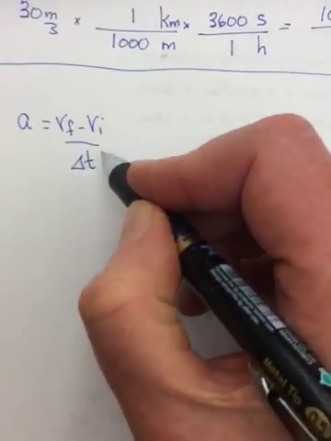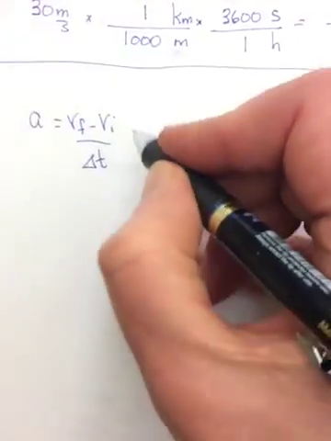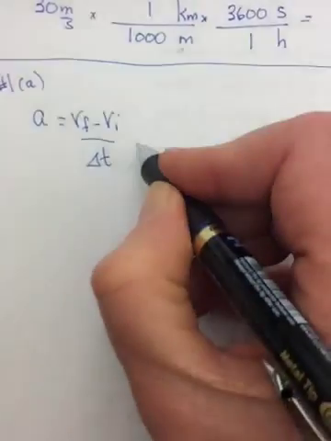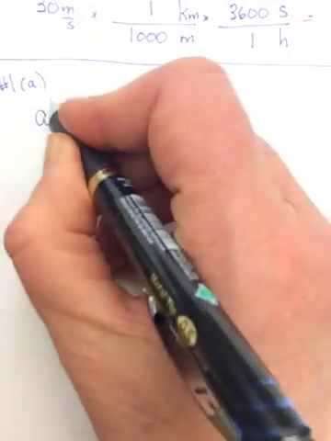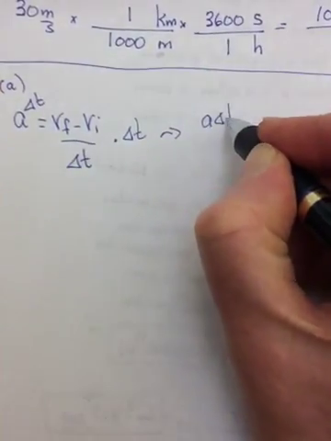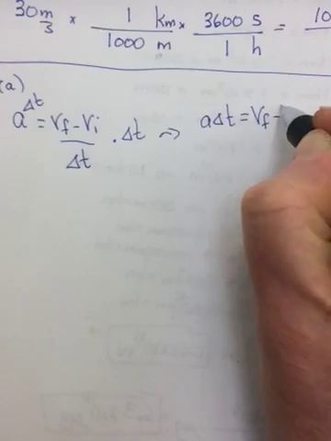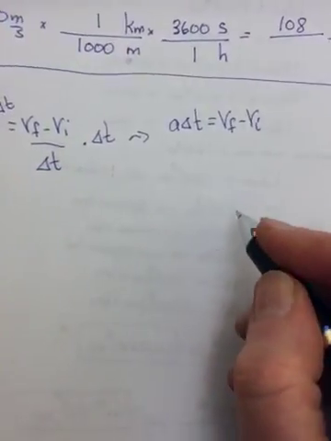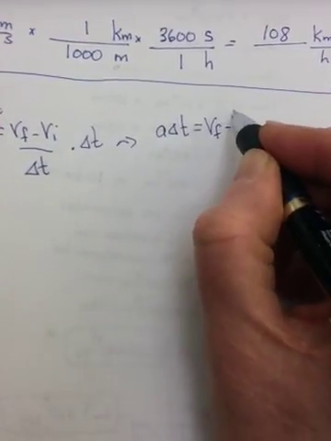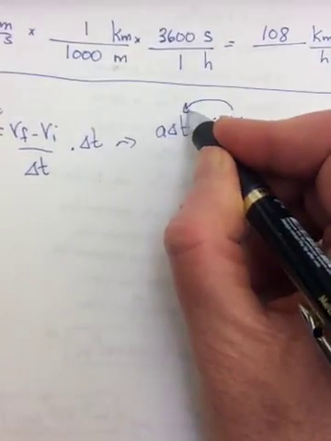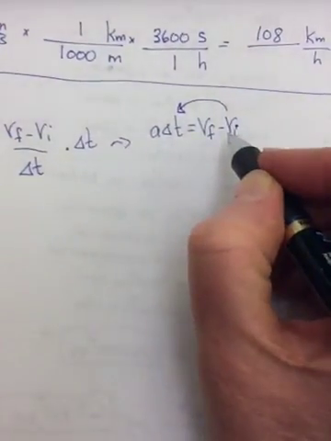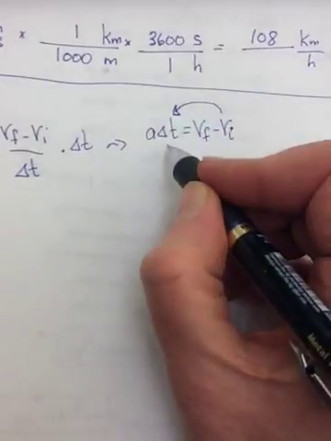So to do that, you need to get the delta t off the bottom first. To get the delta t off the bottom, you would need to multiply both sides by delta t. Right? So it would become a delta t is equal to VF minus VI. And I want to rearrange for VI, so now I need to get the VI by itself. I would probably take the VI over to the left-hand side because I always like my unknown over here, and I always like my unknown to be positive. So if I take it over here, it becomes positive.